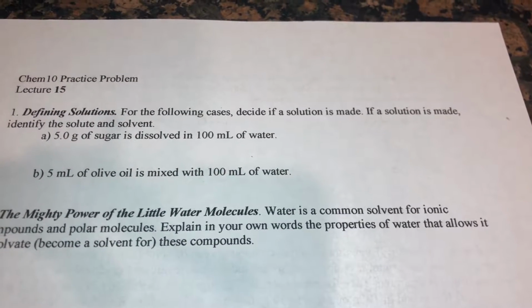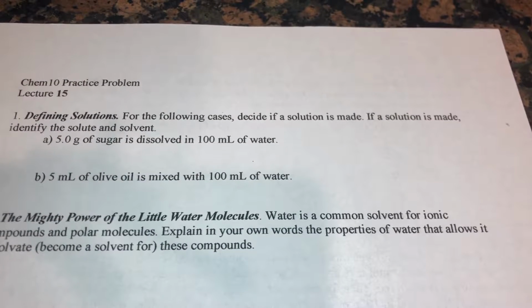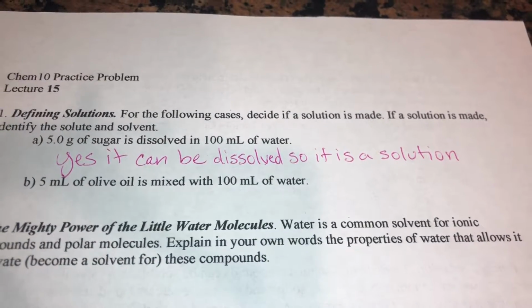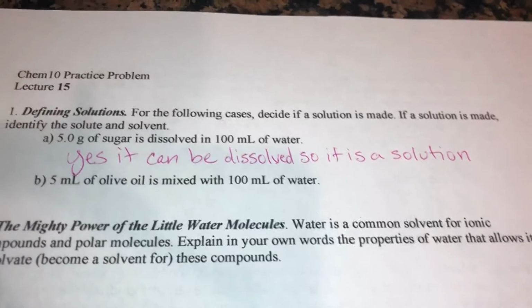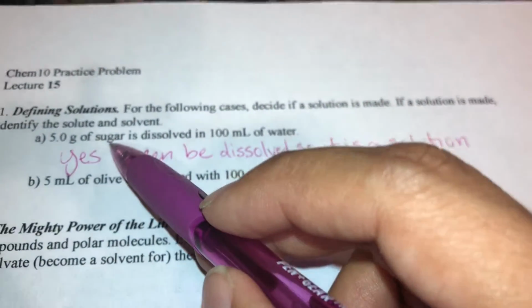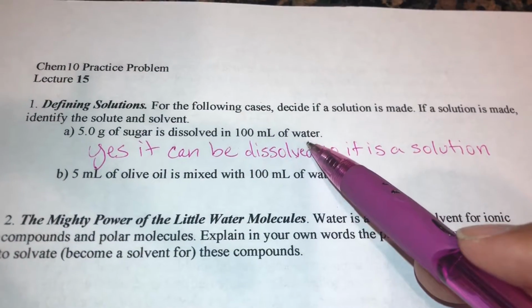So first, we're looking at 5.0 grams of sugar. It's dissolved in 100 milliliters of water. So we decided that yes, it can be dissolved, so it is a solution. Decided here that the sugar is the solute and water is the solvent.